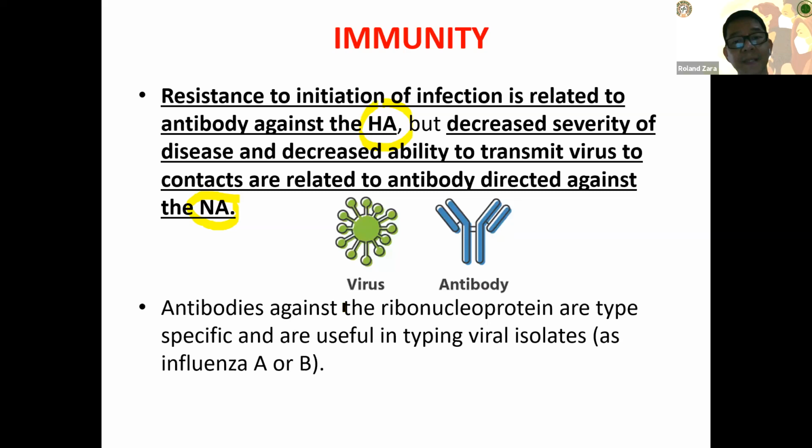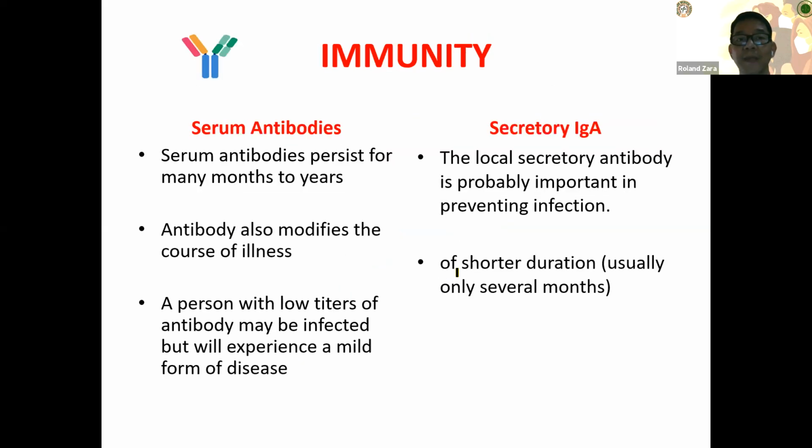Antibodies against the ribonucleoprotein are type specific and are used in typing viruses for A and B. So this is the virus and this is the antibody. Your serum antibodies persist for many months to years. Antibody also modifies the course of illness, just like the vaccines against COVID-19. It will prevent mild or moderate disease from becoming severe or critical pneumonia. So it modifies the course of illness.